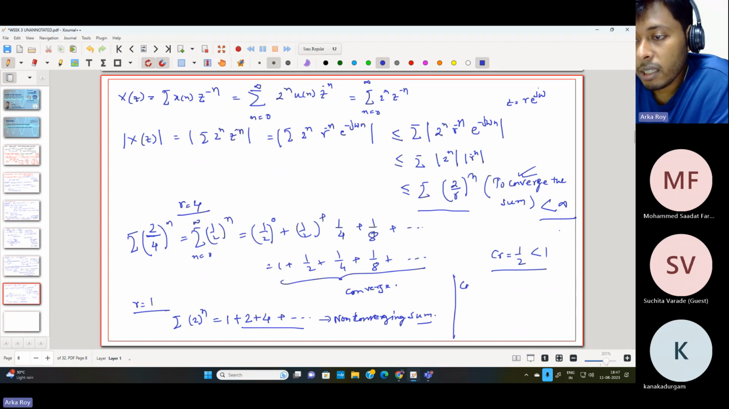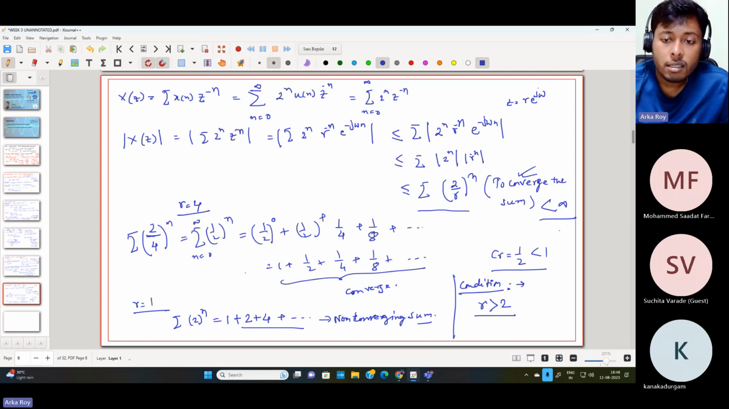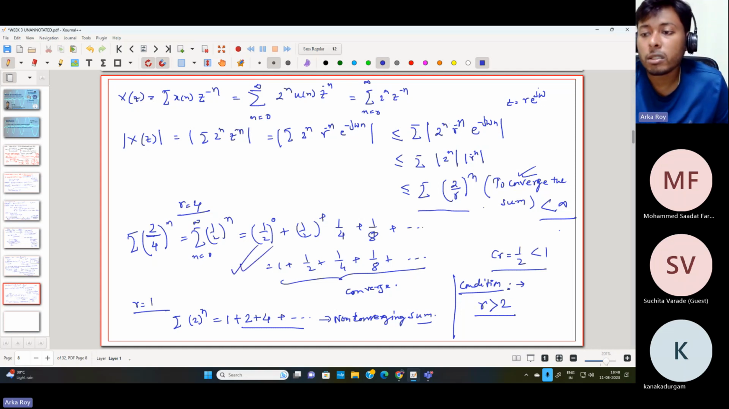So the condition we can take is r should be greater than 2. For that particular condition, if I consider r greater than 2, we can see that the summation will start converging, and as the summation converges, it will effectively reduce to some particular value which is less than infinity. Therefore, the Z transform will exist. So we have seen that even if the DTFT does not exist for this particular sequence, the Z transform can exist with the proper choice of r.